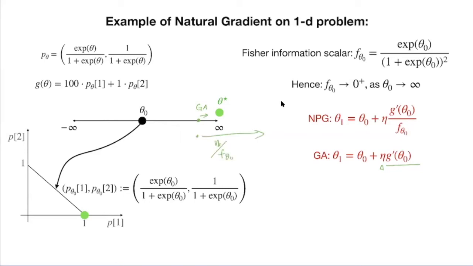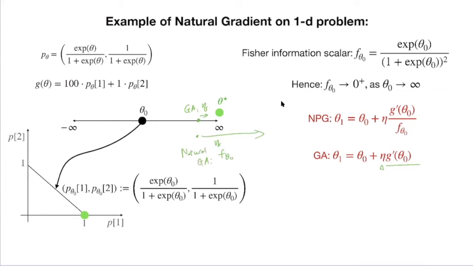And the gradient descent is just using learning rate eta. This is natural gradient ascent. Okay, question, yes.